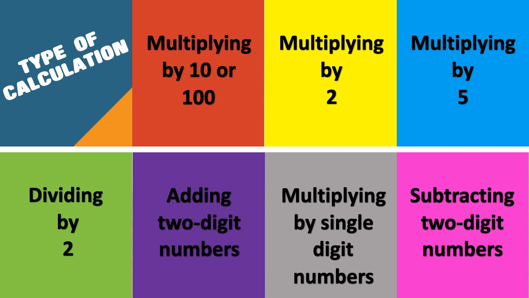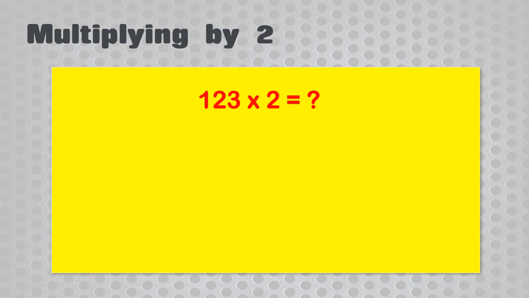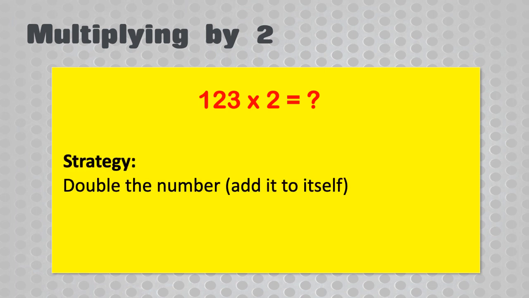What about the strategy we need to use when multiplying by 2? Well, when multiplying by 2, there is something simple for us to do. Take, for example, 123 times 2. The strategy we're going to use here is to double the number, or that simply means to add it to itself. So that means 123 plus 123. What will that be? 246. When multiplying by 2, we double the number.